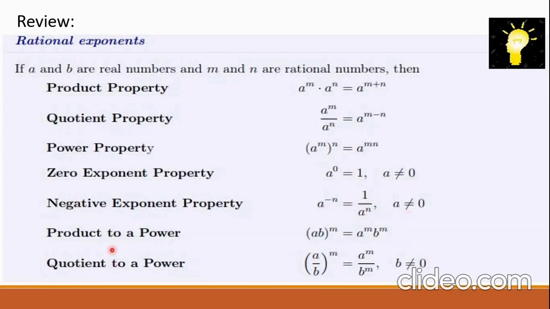Next is the product to a power. When we have this, the product ab raised to m, this is equal to a raised to m times b raised to m. And the last is the quotient to a power. We have a quotient a over b and all raised to an exponent m. This is equal to a raised to m over b raised to m. There is a restriction that b should not be equal to 0.